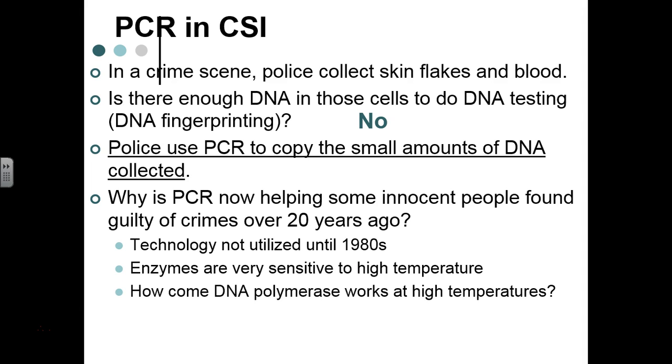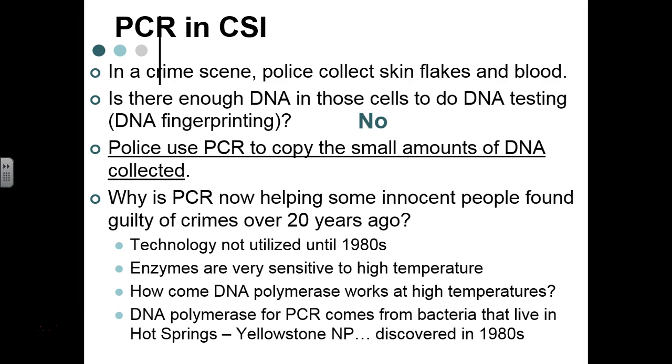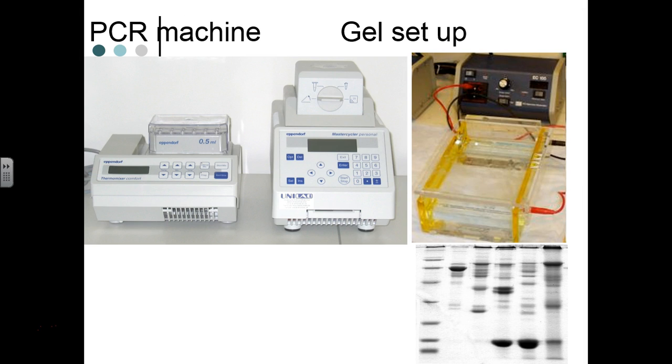Okay? And we talked about how come DNA polymerase works at high temperatures? Because it comes from bacteria that live in these hot springs at temperatures that we could not survive. But they obviously do survive it. Okay? So this is a PCR machine that heats and cools, heats and cools, heats and cools. This is what a gel looks like. There are wells over here that you would insert the DNA into. This is the power box that adds electricity through the gel.